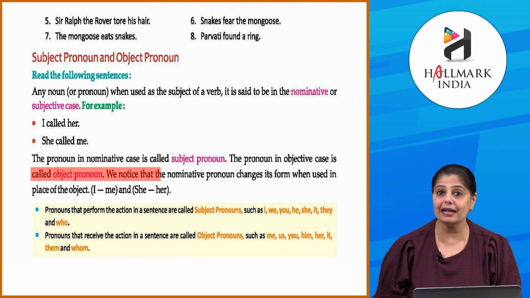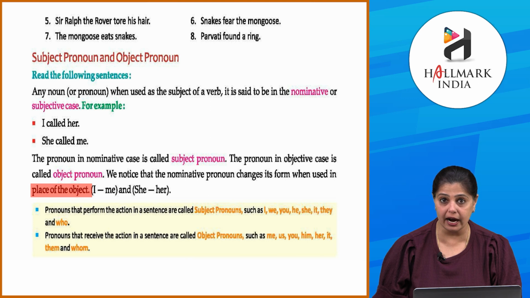We notice that the nominative pronoun changes its form when used in the place of the object. जैसे अगर हम लोग बोल रहे हैं subject में I, but वो जब change हो जाता है, तो वो बन जाता है me. She becomes her. Clear?